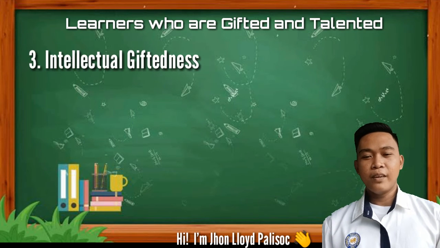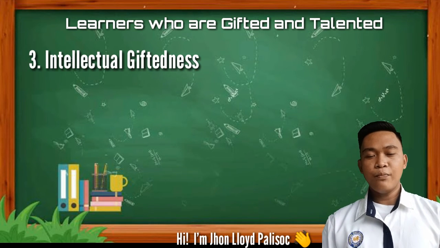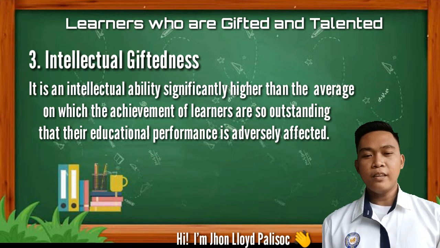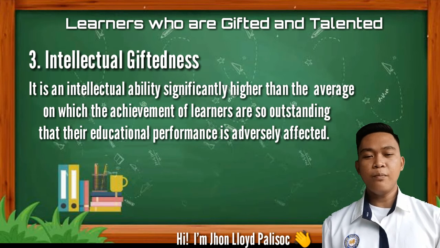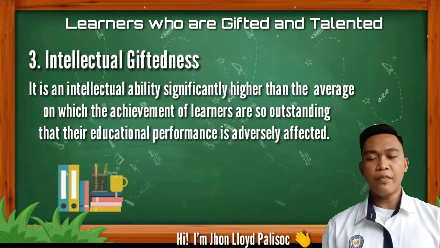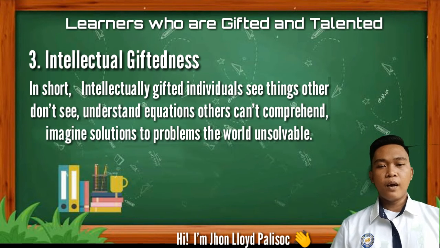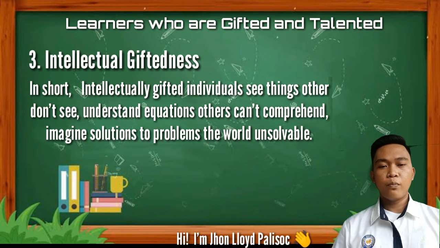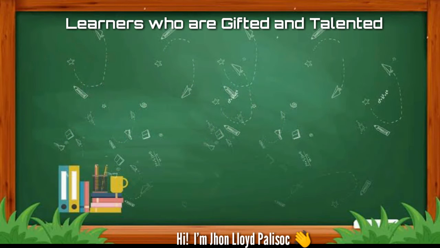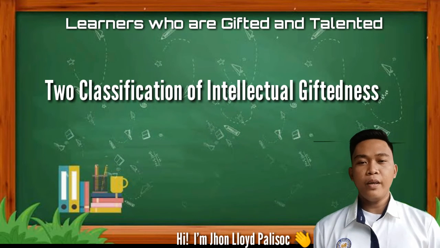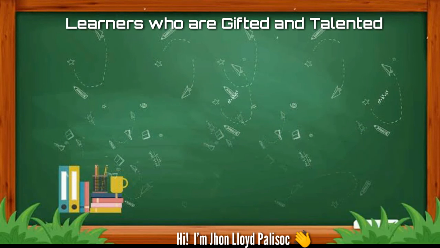Third is intellectual giftedness. When we say intellectual giftedness, it is an intellectual ability significantly higher than the average, in which the achievement of learners is so outstanding that their educational performance is adversely affected. In short, intellectually gifted individuals see things others don't see, understand equations others cannot comprehend, and imagine solutions to problems the world thinks unsolvable. There are two classifications of being intellectually gifted.